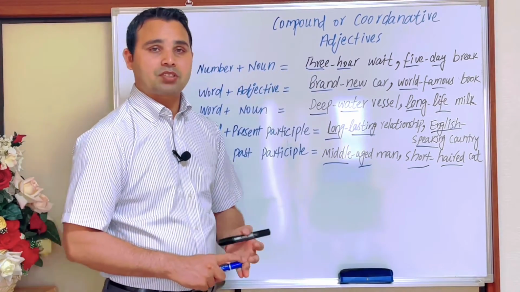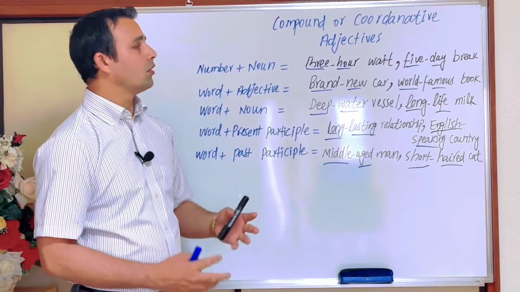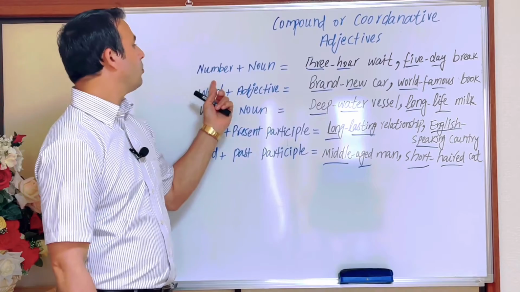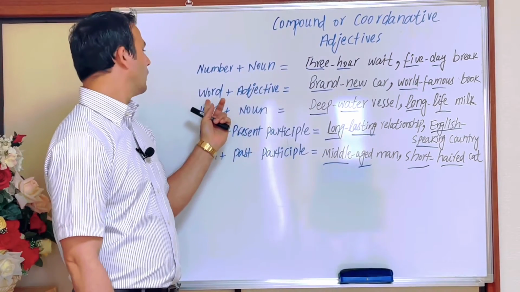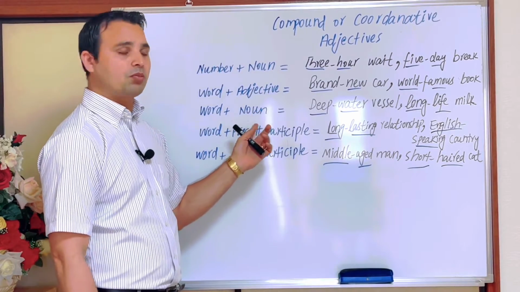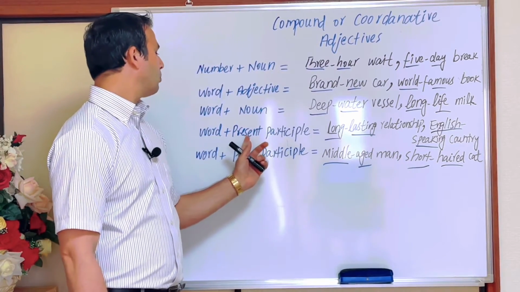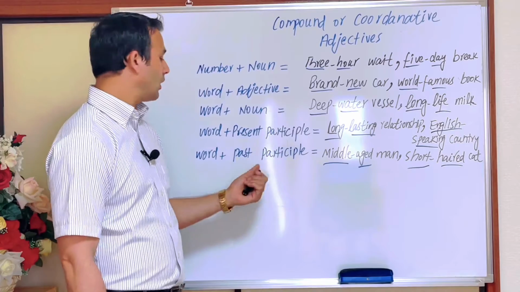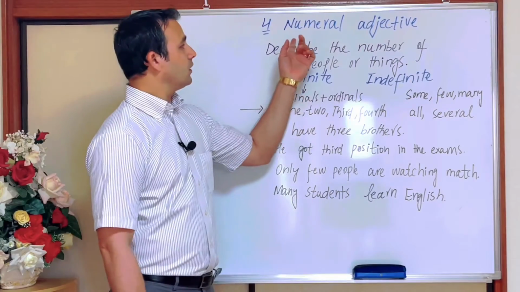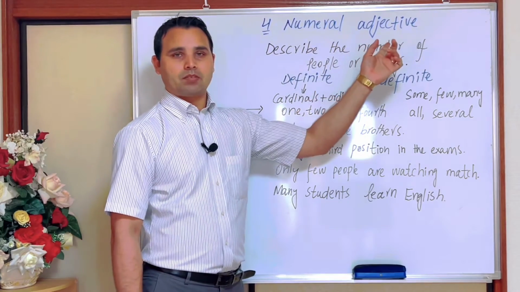I hope that you have understood how you can make compound or coordinative adjectives by putting number and noun together, word and adjectives together, word and nouns together, word and present participle form together, and word and past participle form together. The next one is numeral adjective.